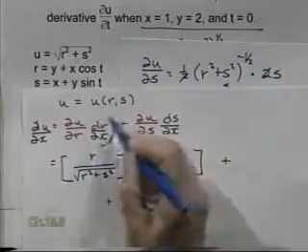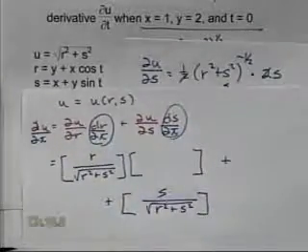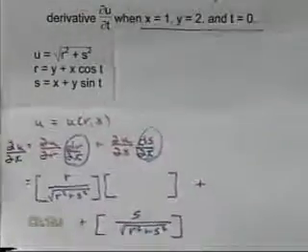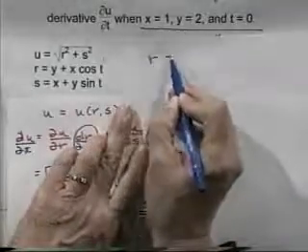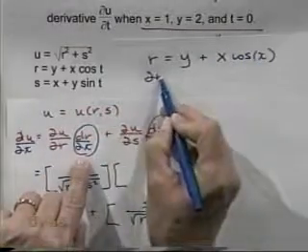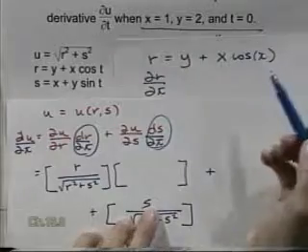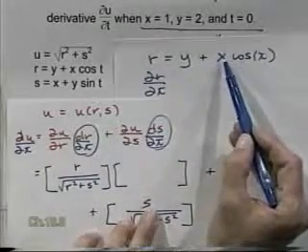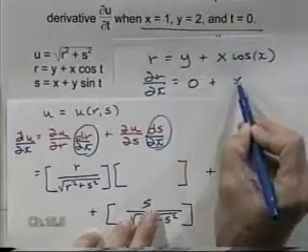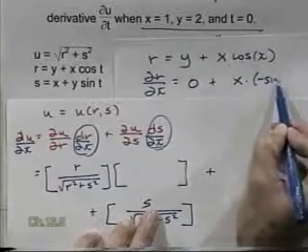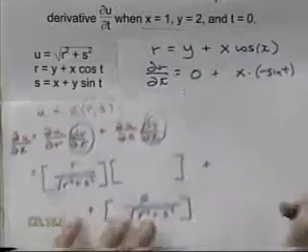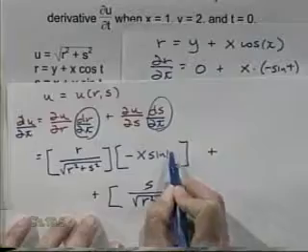Now, what's left is we've got to figure out the partial of r with respect to t and the partial of s with respect to t. Here, r is equal to y plus x cosine t, and we've got to get the partial of r with respect to t. Notice in this case, x and y are held constant. So if you differentiate y, you get a big 0. This is a constant x times the derivative of cosine t, which is minus sine t. So we get minus x sine t, right here.